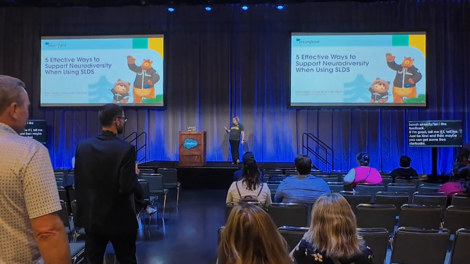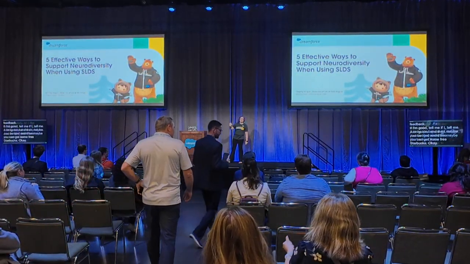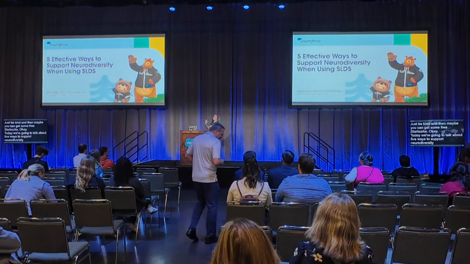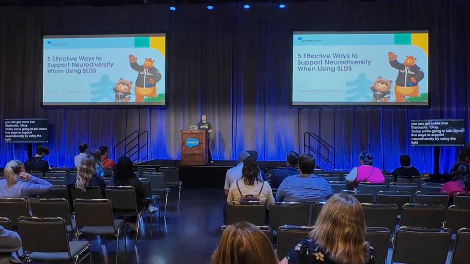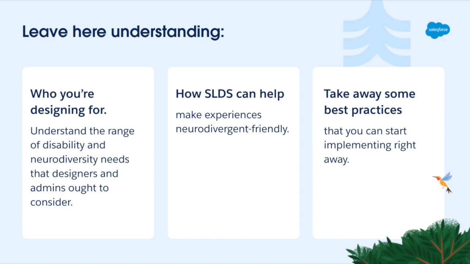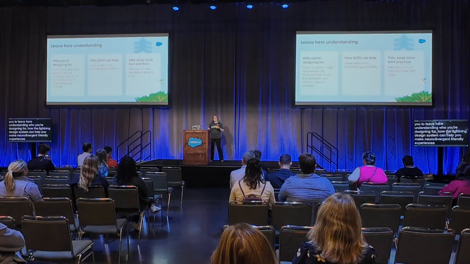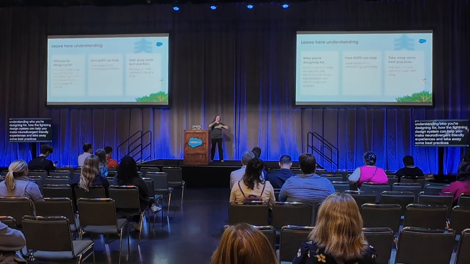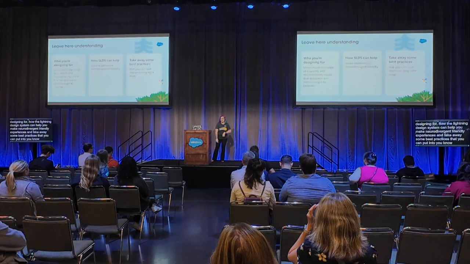Okay, today we're going to talk about 5 ways that support neurodiversity by using the Lightning Design System as a tool to do so. After this talk today, I want you to leave here understanding who you're designing for, how the Lightning Design System can help you make neurodivergent friendly experiences, and take away some best practices that you can put into work immediately when you get home.